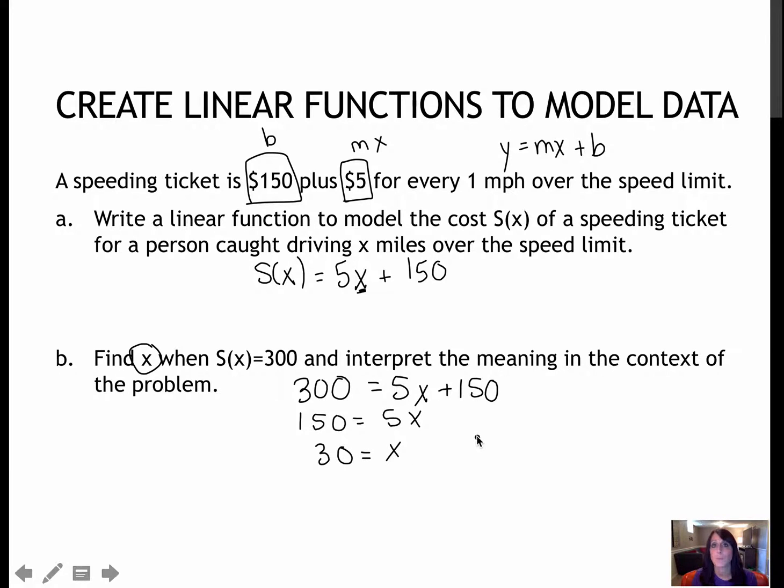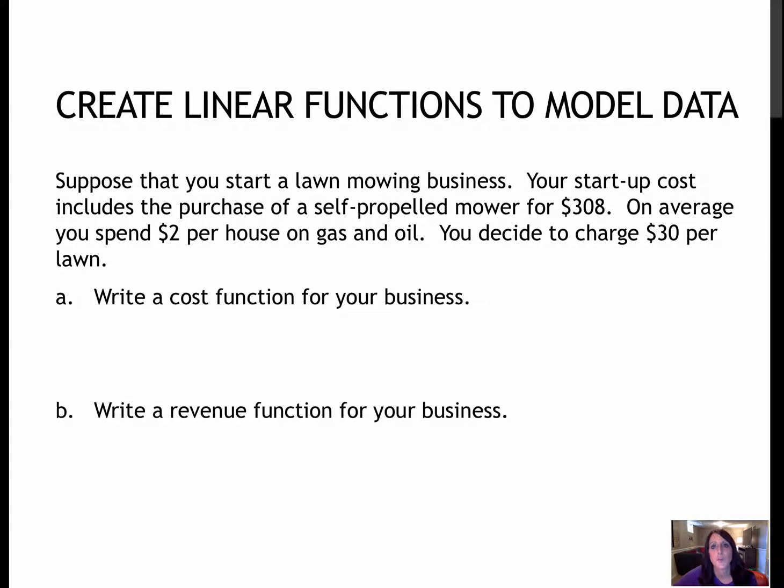Now this is a story problem, so it's important to understand what's happening in a story problem. It says interpret the meaning in the context of the problem. So the context of the problem says when x is 30, s of x is 300. So when x is 30 means that x, which is miles over the speed limit, so when I drive 30 miles per hour over the speed limit, the cost of the ticket is $300. So write that out as a sentence. I'm not going to do that for the sake of time. But when x is 30, so when I'm driving 30 miles per hour over the speed limit, the cost of my ticket is $300.